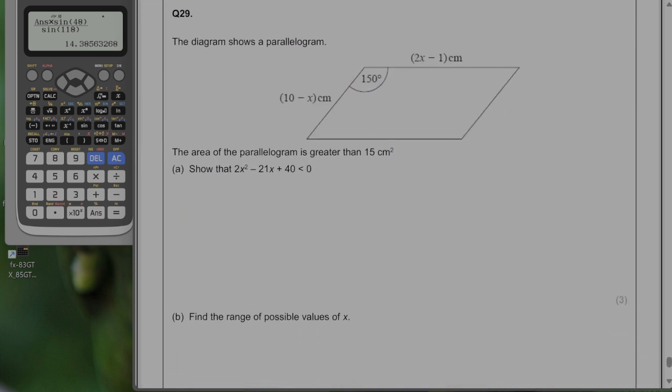Right, question 29. The diagram shows a parallelogram. The area of the parallelogram is greater than 15 centimeters squared. Show that 2x squared minus 21x plus 40 is less than 0.